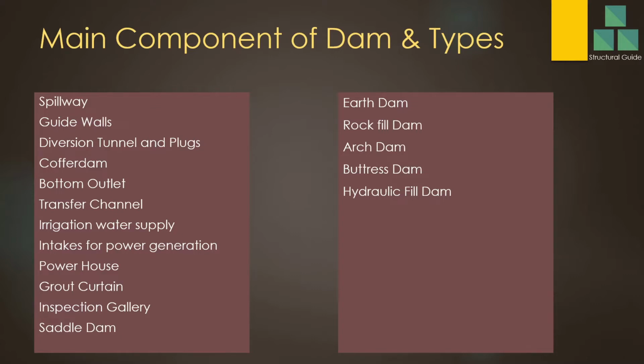Transfer canals are also similar. They may be used for sending water to another area, maybe to feed another dam or another canal. Irrigation water supplies are part of the dam. A dam may be constructed for power and irrigation, so part of the water will be sent to these outlets, which remain connected with the dam.